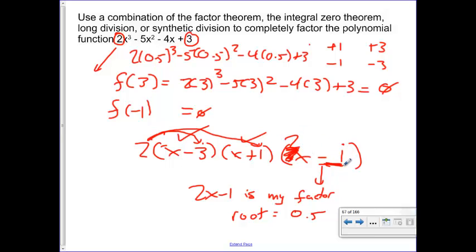This guy right here, I thought it was going to be 2x minus 1. Yeah. So if 2x minus 1 is my factor, then add 1, divide by 2. It works. That makes sense?